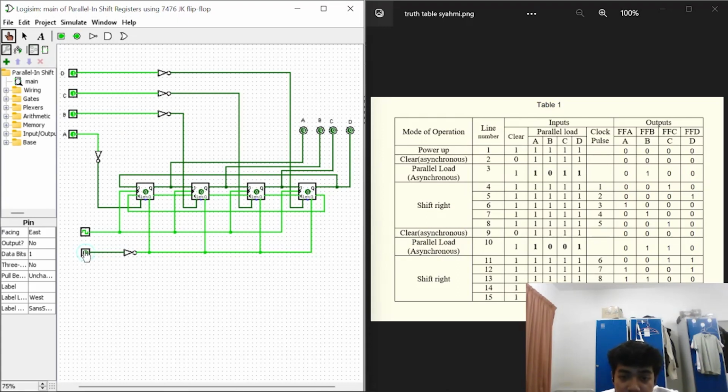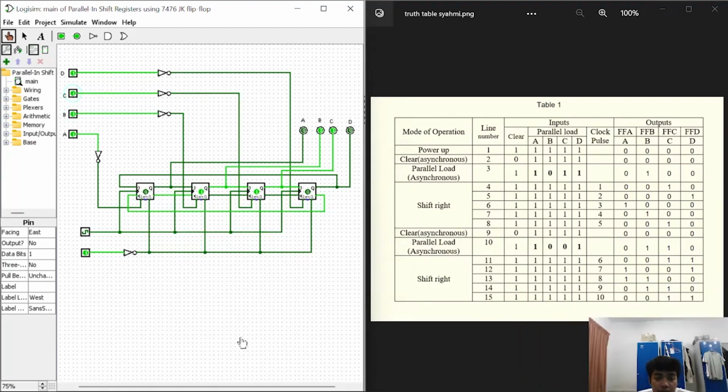The next operation is parallel load, and the input is 1, 0, 0, and the output will be 0, 1, 1, 0. And the next operation is shift right. For the sixth pulse, the output will be 0, 0, 1, 1. For the seventh pulse, the output will be 1, 0, 0, 1.